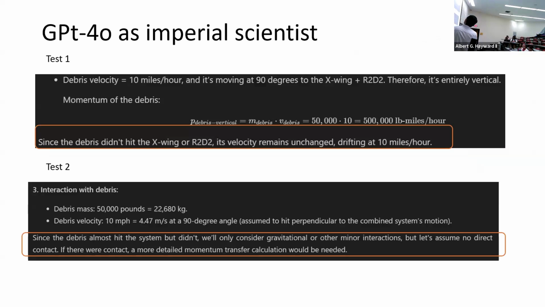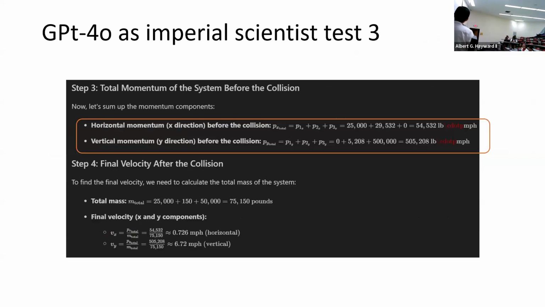Interestingly, this gets it to do it correctly more. Since the debris didn't hit the X-Wing or R2D2, the velocity remained unchanged. Since the debris almost hit the system but didn't, it started noticing the almost hit when you ask it to role play an Imperial scientist. All right, but it still has a small chance of making the mistake. It makes the mistake again. So the lens does part of the job, but SpongeBob is the real killer.